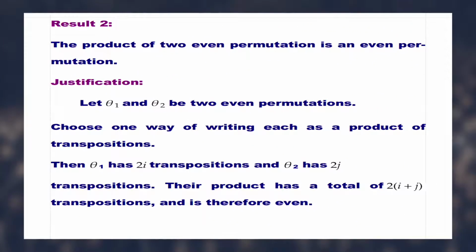Now, let's see result 2. The product of two even permutations is an even permutation. Let's justify it. Let theta 1 and theta 2 be two even permutations. Choose one way of writing each as a product of transpositions. Then theta 1 has 2i transpositions and theta 2 has 2j transpositions. Their product has a total of 2 times (i plus j) transpositions and is therefore even.